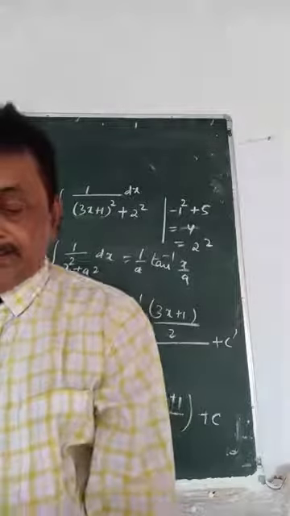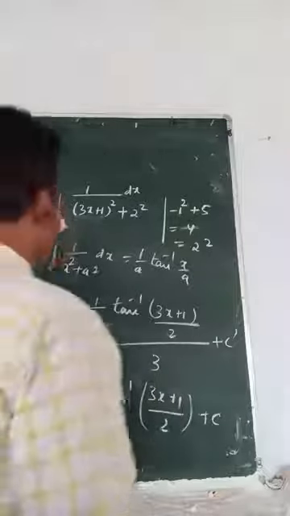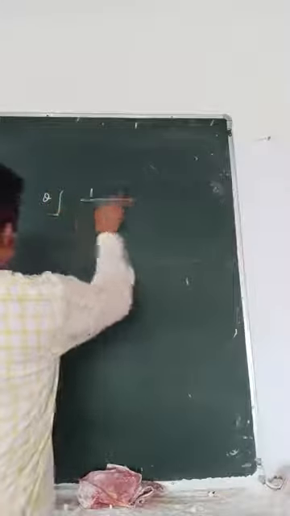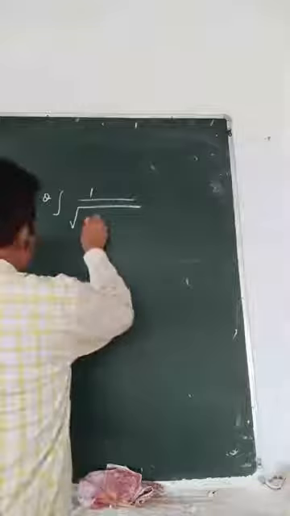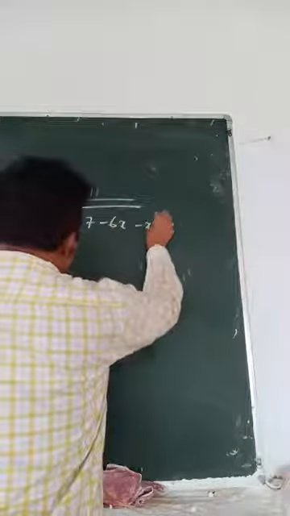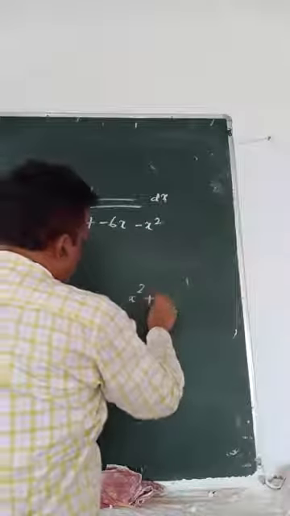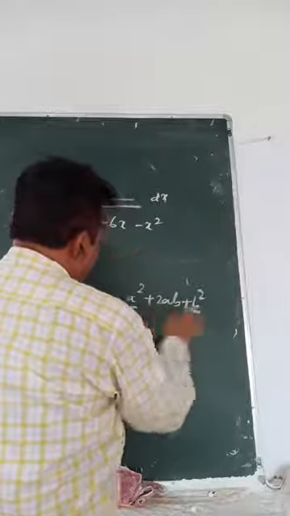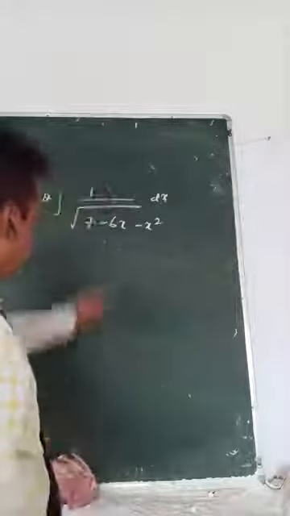Okay. Now similarly you see another question. Interesting question here: 1 by square root of 7 minus 6x minus x square, dx. Remember your formula a square plus 2ab plus b square. This should be positive, but here it is negative. So you have to simplify it. Look at how you are simplifying. First you take out this part here.